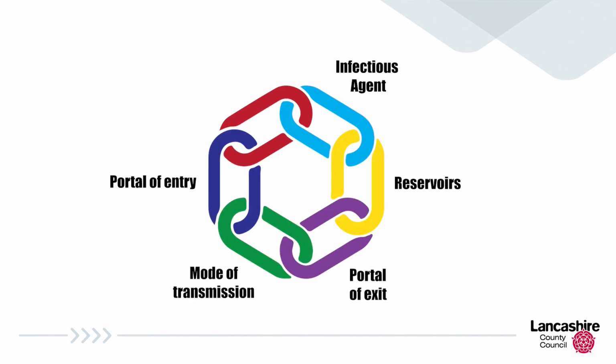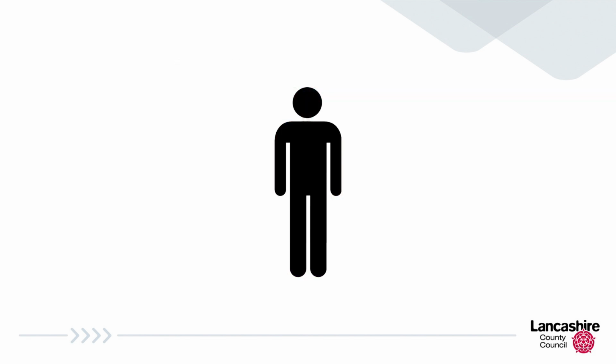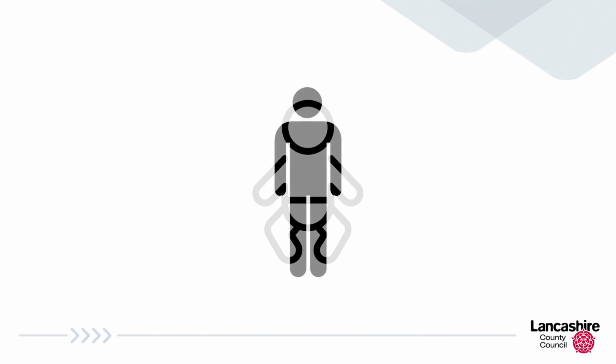The sixth and final link in the chain is the susceptible host, which is an organism, often a person, who can be infected by and potentially transmit an infection. There are certain individuals known as susceptible hosts who are more vulnerable to contracting infections. An individual's vulnerability is influenced by numerous factors including age, overall health, medication status, loss of mobility, and if the individual is immunocompromised.